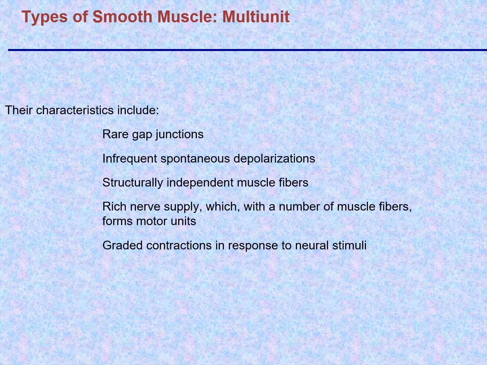Multi-unit smooth muscle tissue characteristics are very few gap junctions and very few spontaneous depolarizations. The cells are independent of each other. They don't all act together. It's different from most other smooth muscle.